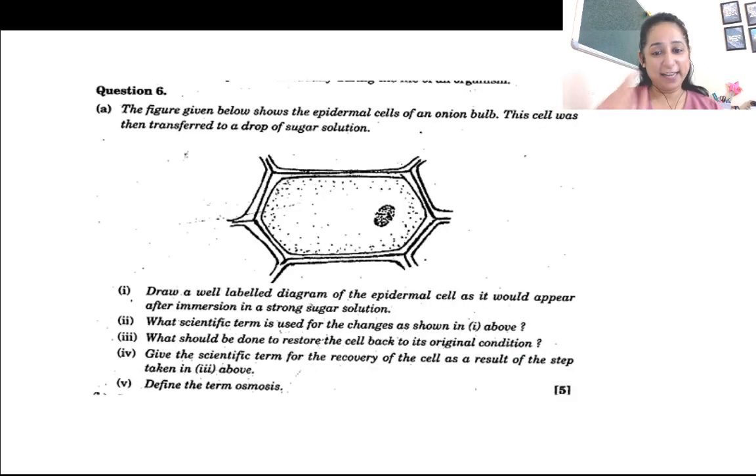Next, again we have a cell. So it says that it is an epidermal cell of onion bulb. This cell was then transferred to a drop of sugar solution. So आपको पता होना चाहिए sugar solution is a hypertonic solution. So now what changes take place in hypertonic solution?